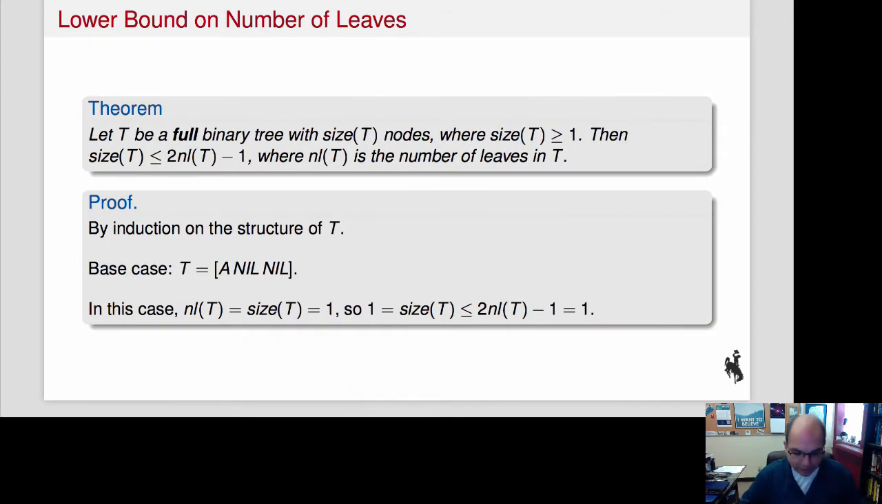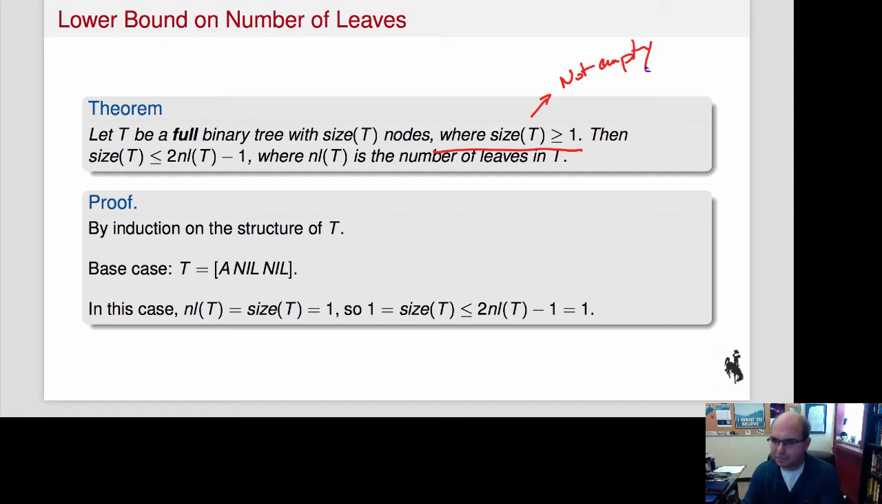Okay, so here's our statement of the theorem. T is a full binary tree, and the number of nodes is size t. That's just that function that we wrote. And then we have this restriction. The restriction is that size of t has to be greater or equal to 1. What this means is that it's not an empty tree.